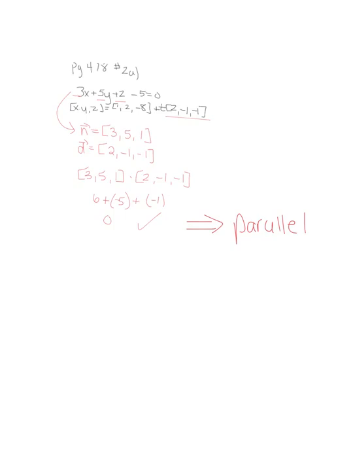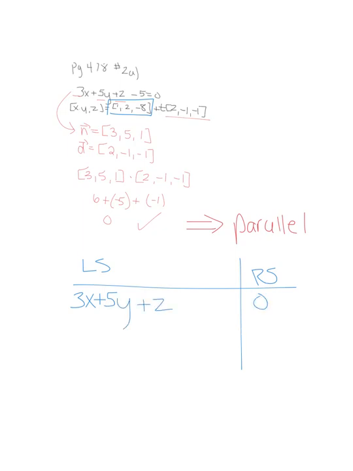So this is pretty easy to do. I'm given a point on this line. If that point satisfies the equation of the plane, then I know that that point is also on the plane, meaning that they're coincident. It can't be on the plane and have it be distinct. So I'm going to set up a left side, right side. So the left side is 3x plus 5y plus z, and the right side is 0. And I'm going to go ahead and plug in that point 1, 2, -8.